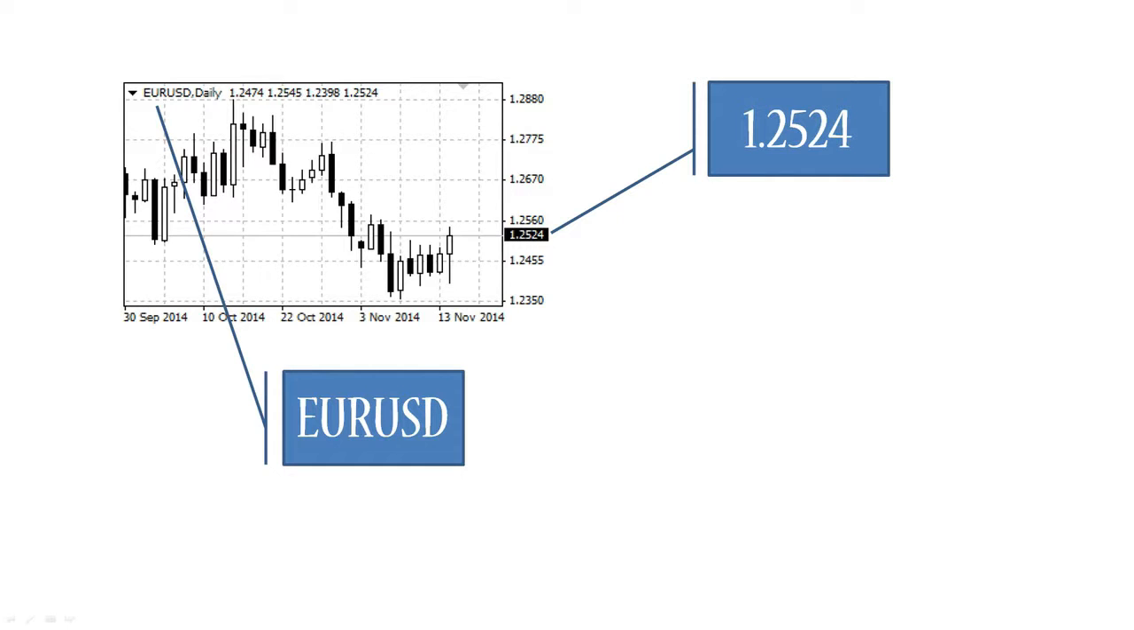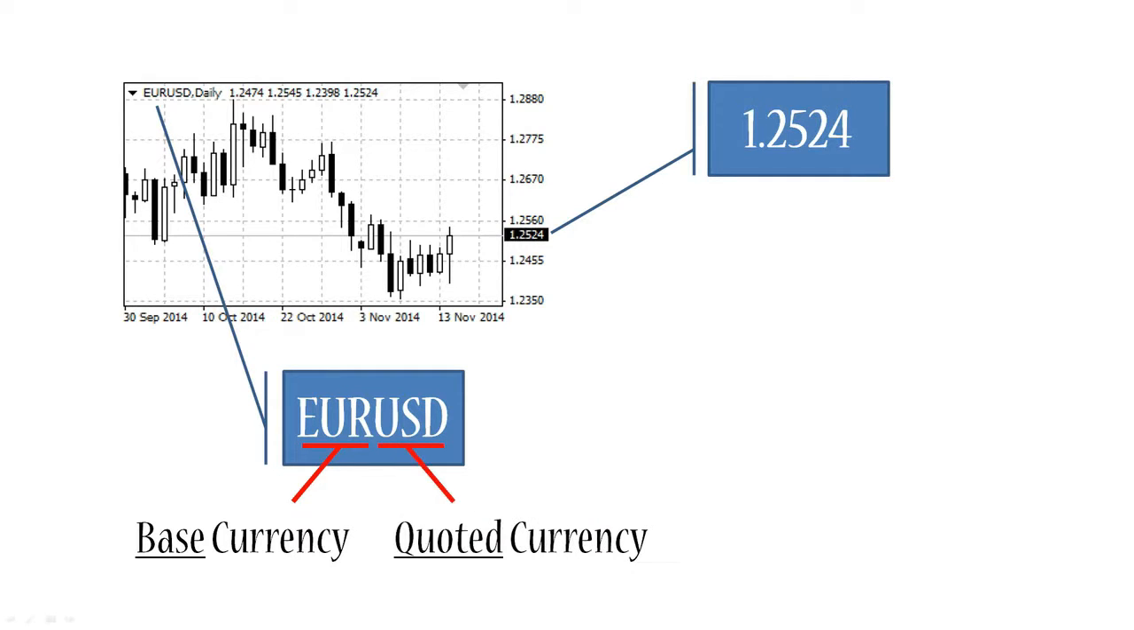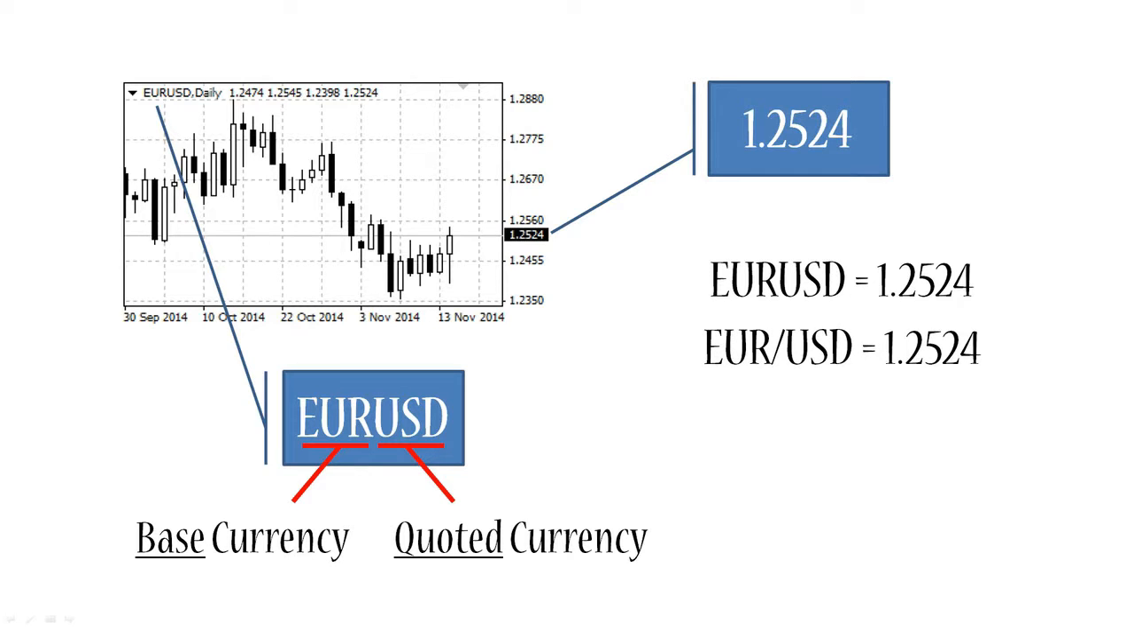Well, let's look at the currency pair at the bottom. The currency on the left of the pair is called the base currency. In this case, it's the euro. And the currency on the right is called the quoted currency. In this case, it's the US dollar. You may see this price of 1.2524 for the Euro-US dollar currency pair written the following way. This is equivalent to writing it out as euro/US dollar equals 1.2524.